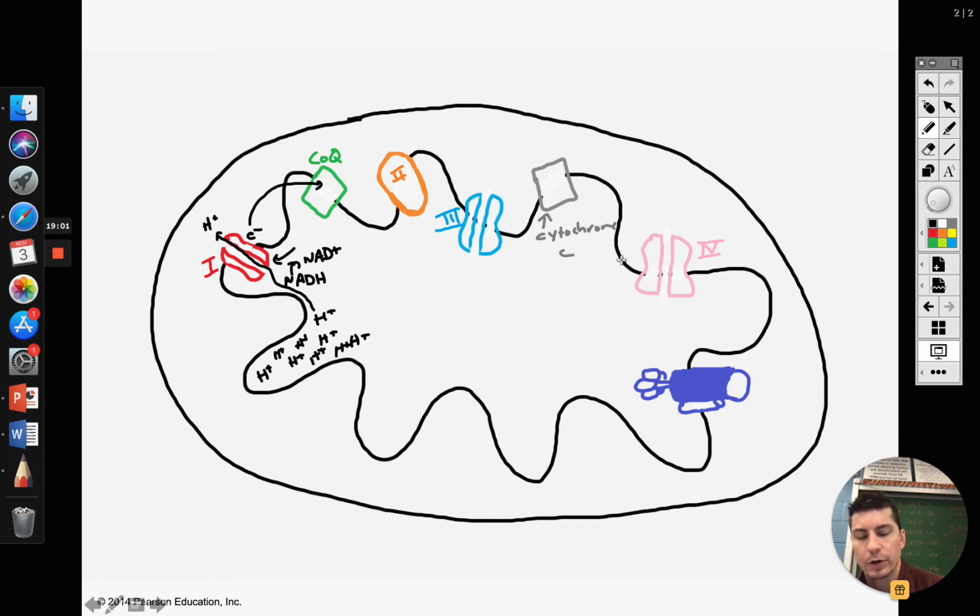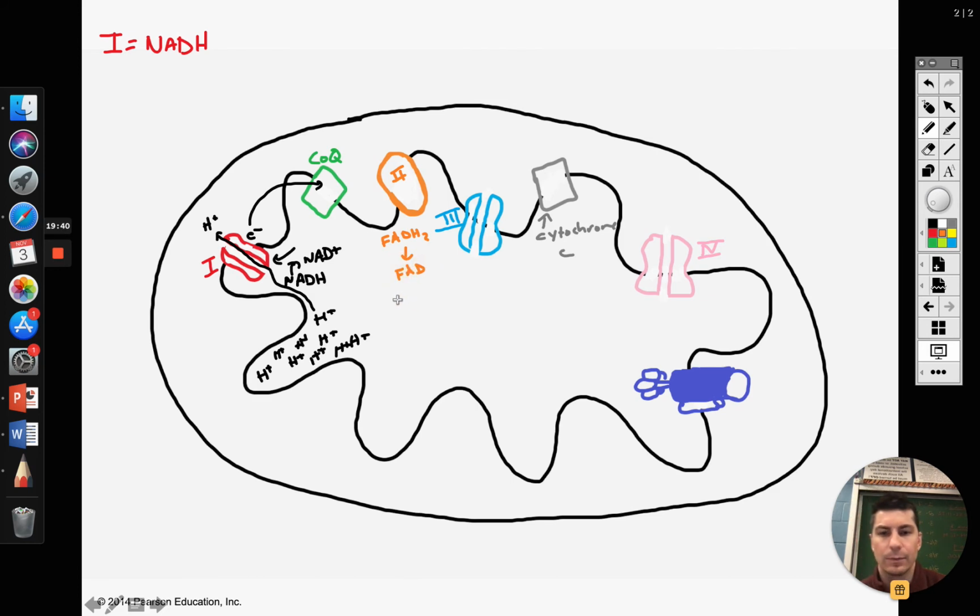So protein number 1, this is going to be our NADH protein. Protein number 2, and we'll come back to coenzyme Q, and I'll explain to you guys what that does. Protein number 2 is going to take our FADH2 from the Kreb cycle, and it's going to make it into FAD.